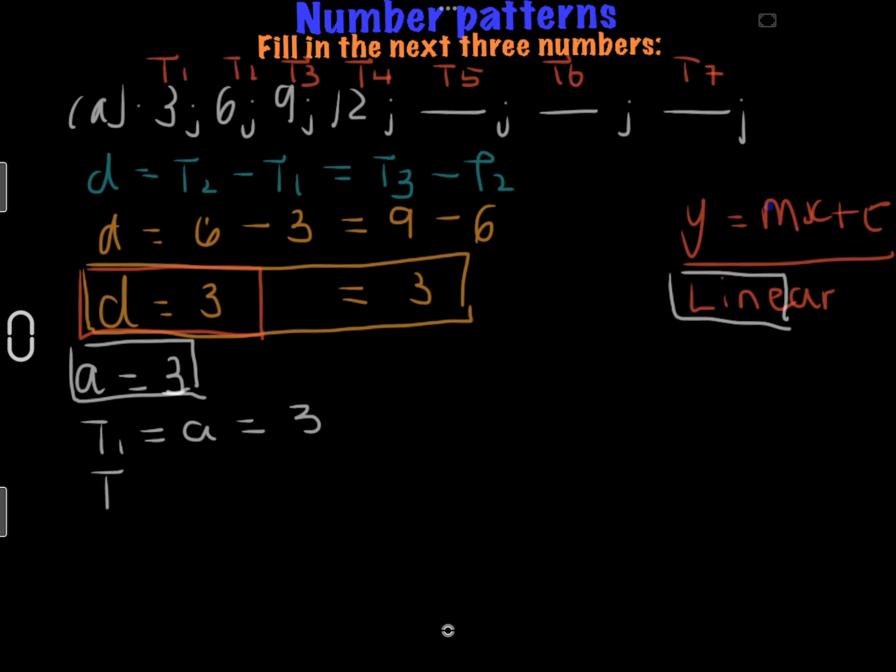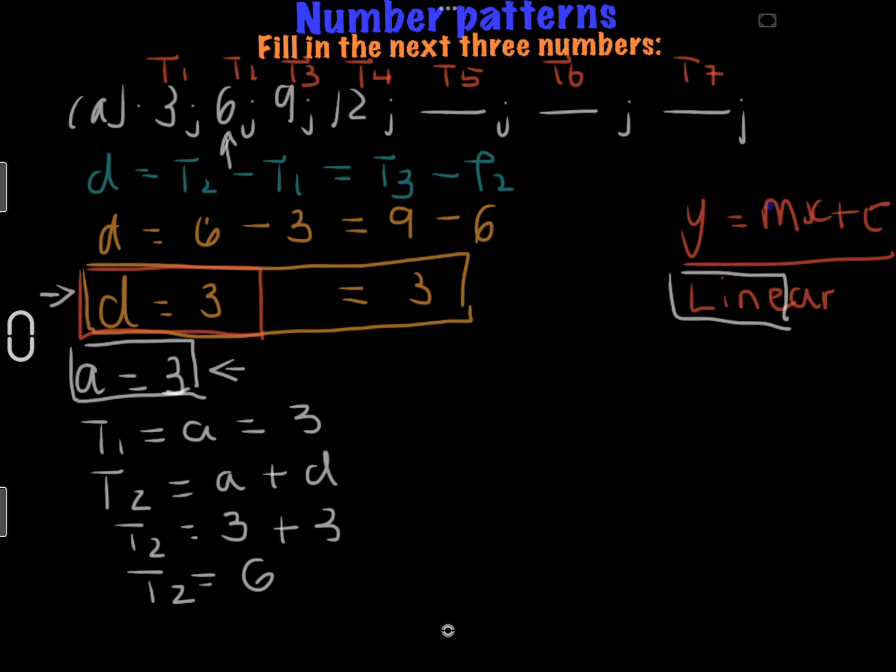And then we have term 2. Term 2 is equals to A plus D. To substitute this further, we know that A, this value here, is equals to 3. A is 3 plus our difference, this value here, is equals to 3. Still remember we're looking for term 2. Let's just maintain this denotation. 3 plus 3 gives us 6. And term 2, you can clearly see that it's indeed 6.